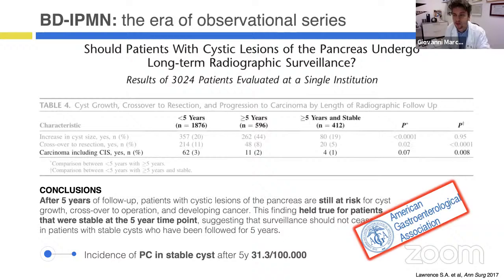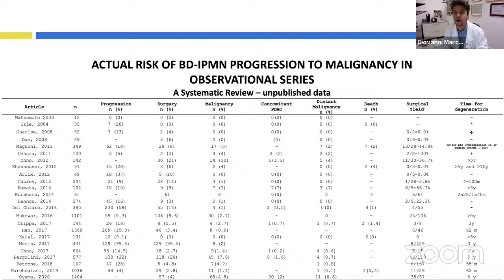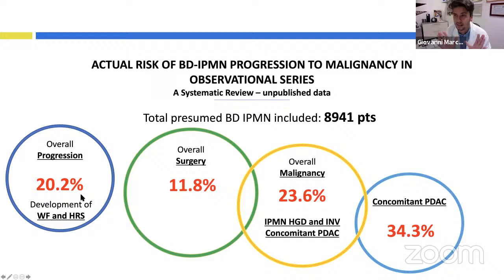And we also have new numbers. I am showing you now some unpublished data from a systematic review that we did in Verona during the last year, just to have fresh data. Once again, observational studies published until 2020, for a total of 24. These are some of the papers that we included. Just to show you some numbers, 20% of the IPMN will somehow progress, meaning that they will show some worrisome features and stigmata. One out of 10 will eventually require surgery. And when we go to surgery in very selected individuals, only one out of 4 will eventually have malignancy, in terms of high-grade and invasive cancer and concomitant PDAC, which you see accounts for 30% of the malignancy.